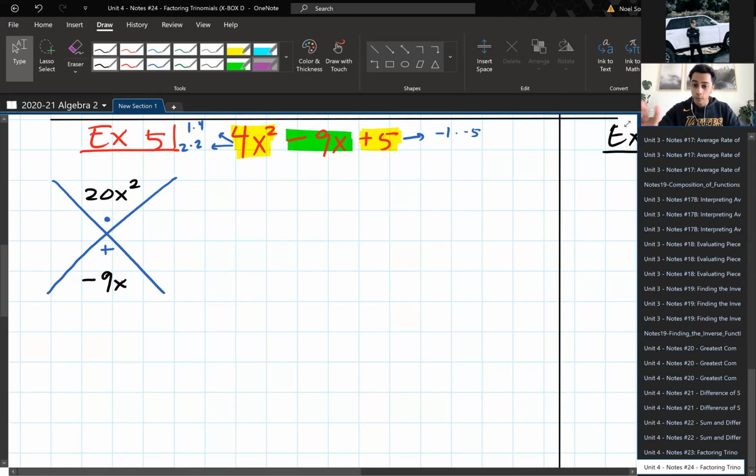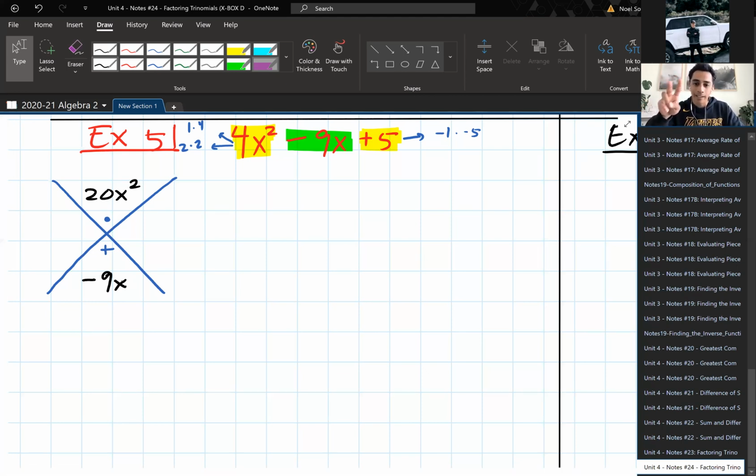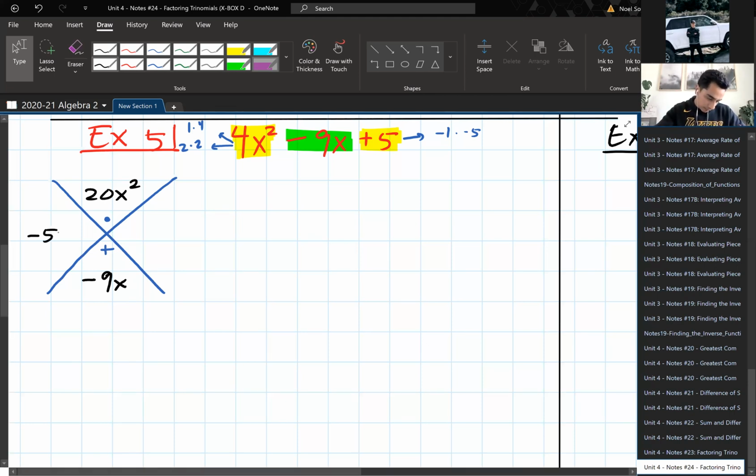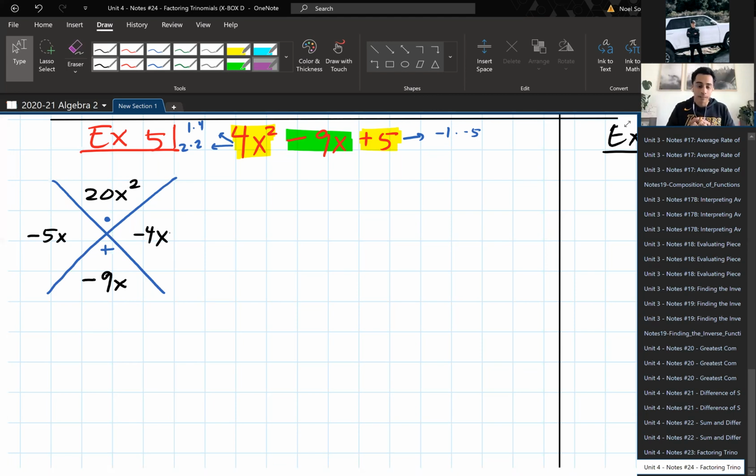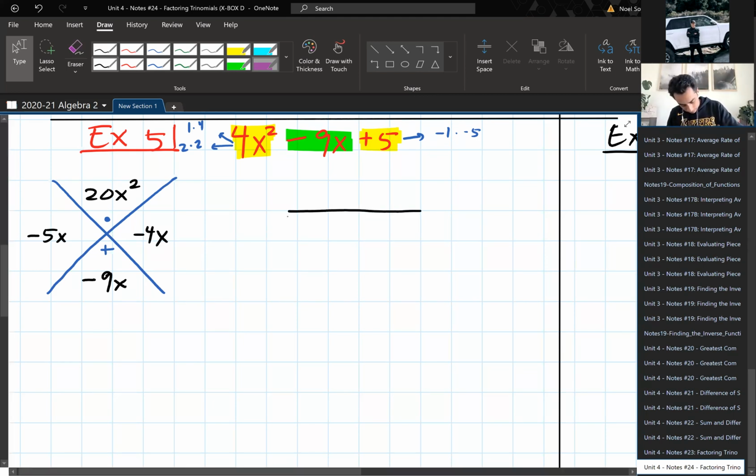So can you think of 2 factors that can multiply to be 20x squared, but add up to be -9x? There you go. You got it. So -5x and -4x will multiply to be positive 20x squared, but they're going to add to be -9x. Okay, so far so good. Let's make the box.